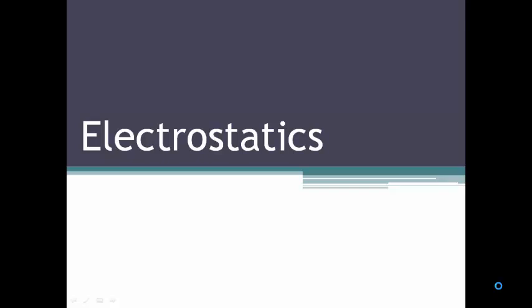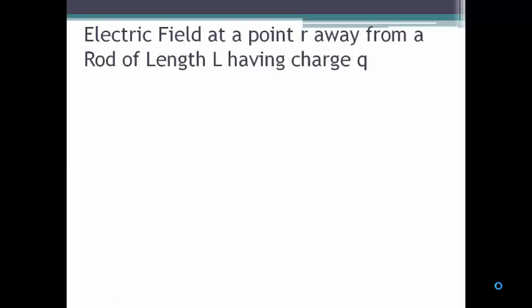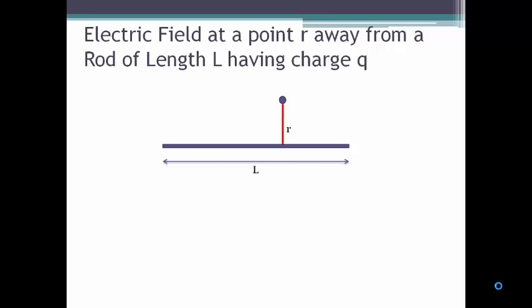In this video on electrostatics, we are going to derive an expression for finding the electric field at a point R away from a rod of length L having charge Q. So, for a rod of length L having charge Q uniformly distributed over it, for any point situated at a distance R, we will calculate the electric field.